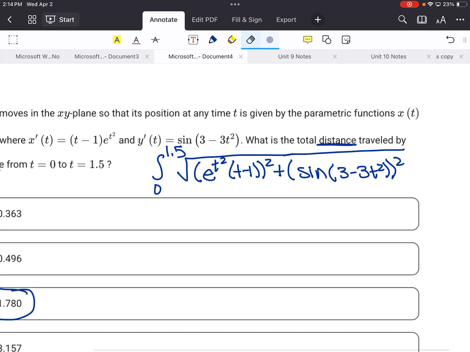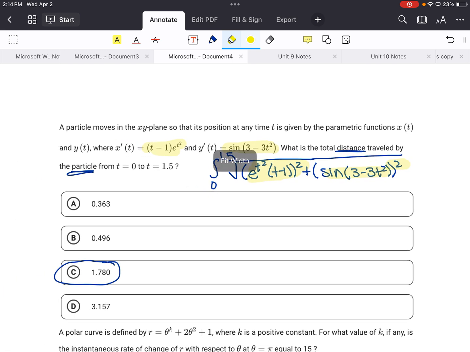There's the derivative of x squared. Here's the derivative of y squared. Add them, do the square root, do the integral. This was a calculator problem. So after you got that much done, type it in the calculator, and there's your answer.